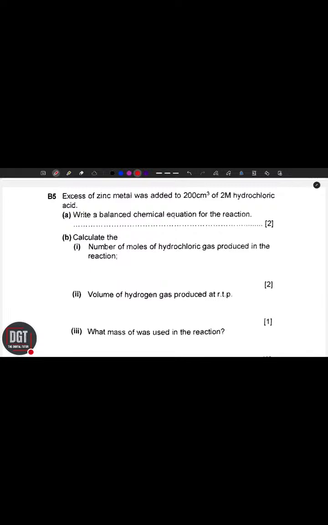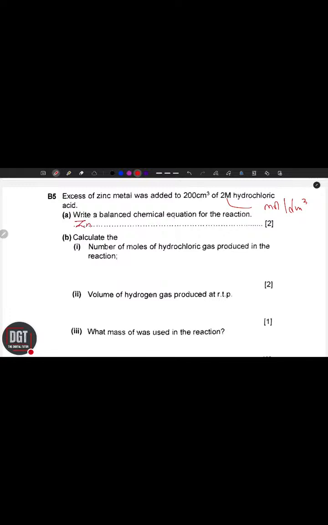Okay. So excess of zinc metal was added to 200 centimeter cubed of 2M hydrochloric acid. You know that M is mole per decimeter cubed. Write the balanced chemical equation. So even in this one, the first question is to write the balanced chemical equation. So zinc metal and hydrochloric acid. Let us do it.